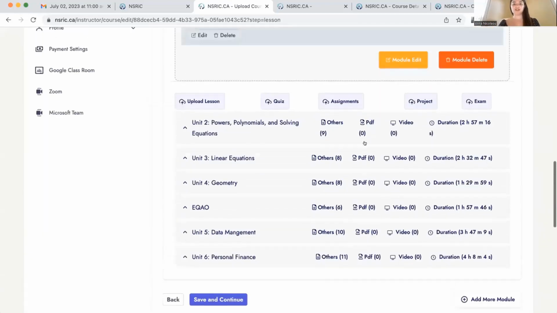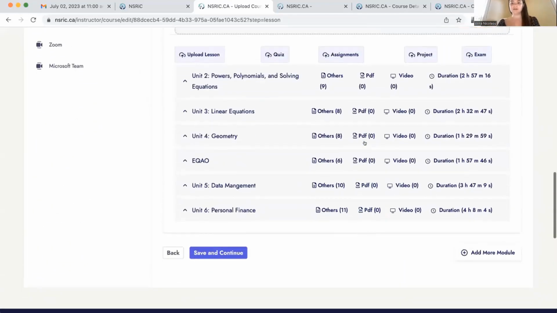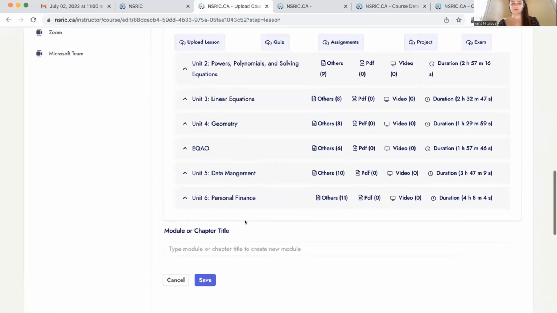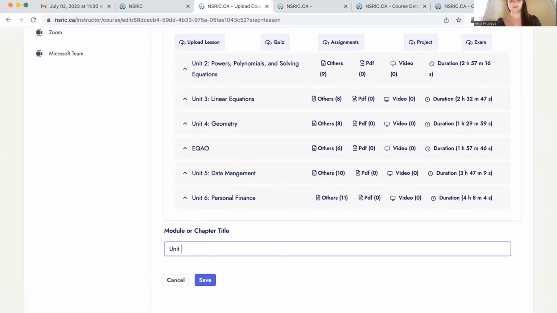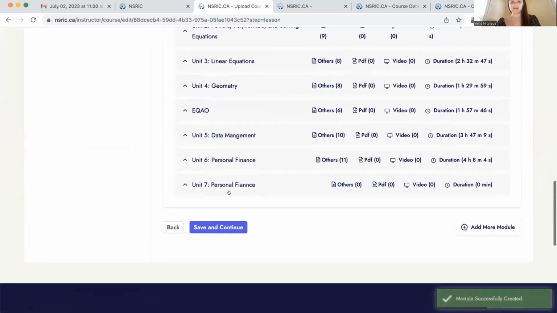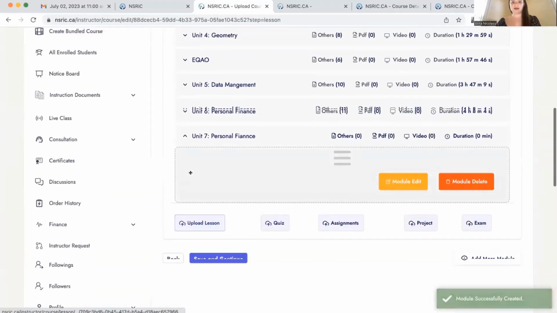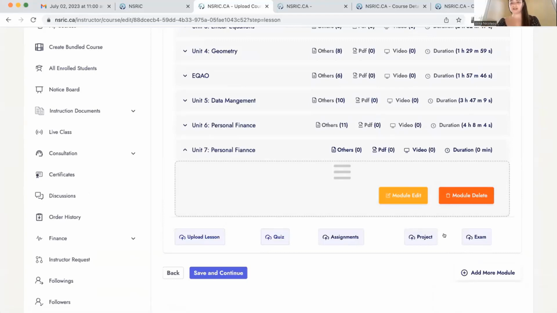So how do we actually upload these materials? First you'll click on add a module, and you'll type in the module name. For example, I already wrote all the modules here, but let's say there was going to be unit 7 and it was going to be about, I'm not sure because I actually uploaded all the units, but let's say I was going to do a second one on personal finance. I could put that here, which I spelled wrong, but that's okay for our purposes. And then you'll click here and then click on upload lesson, quiz, assignment, project, exam. So you can upload anything like that here.